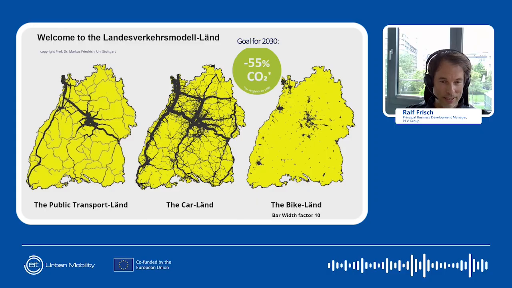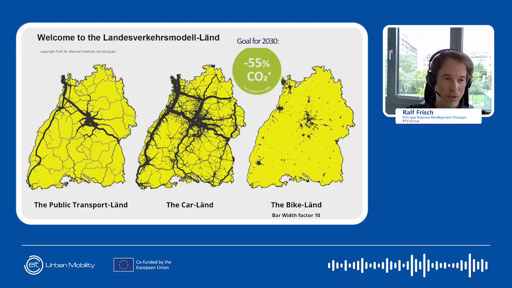This is one of the results of what you're seeing here, divided into three different views. The very left one is public transport, in the middle you see the car, and on the right you see the bike. What you are seeing here is traffic volumes, so how many people are traveling on certain lanes or streets. On the very right side, this is the bike one, but the bar width factor is 10, so normally you would not see anything here. The first time I saw this slide, I said, okay, wow, still in Baden-Württemberg we are a car land, right? It's still quite impressive how much car traffic you still have there.